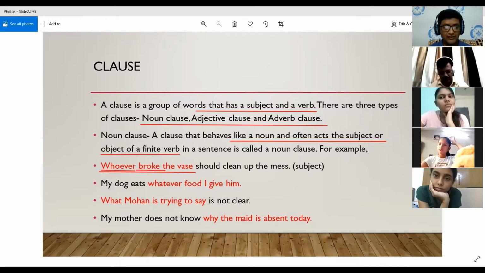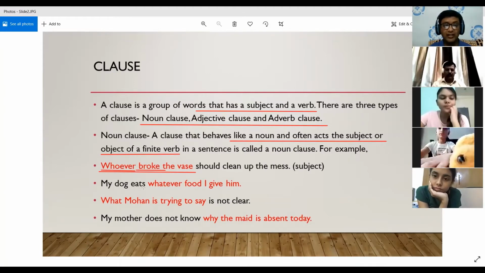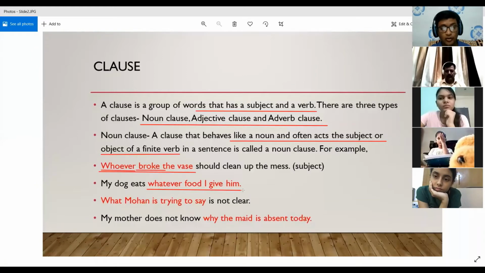Now let's see the next sentence. My dog eats whatever food I give him. So over here also what you will find is, it is answering the question, what does my dog eat? So a dog must eat a particular thing, which should be a noun. Yes, what does my dog eat? So the answer is, my dog eats whatever food I give him.